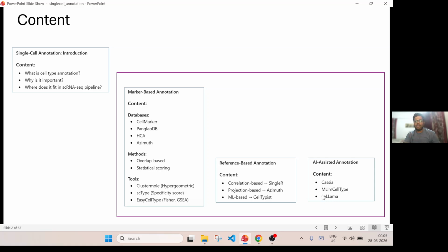And the third category is AI assisted annotation. We have some tools that have recently come up, like CellLama, LLMCellType, and Cassia, which is a very recent tool. We will try to cover those in this series.